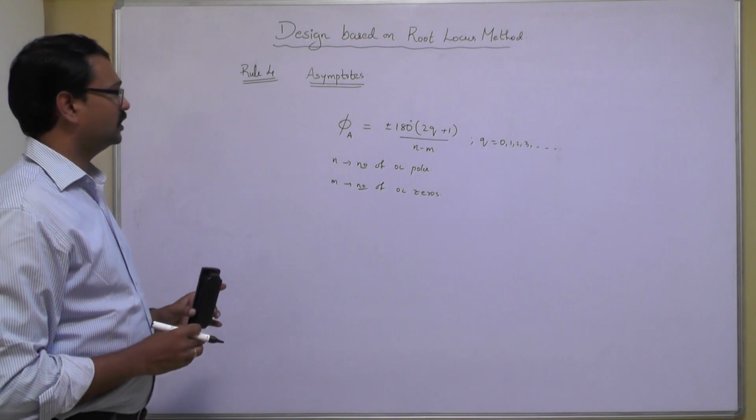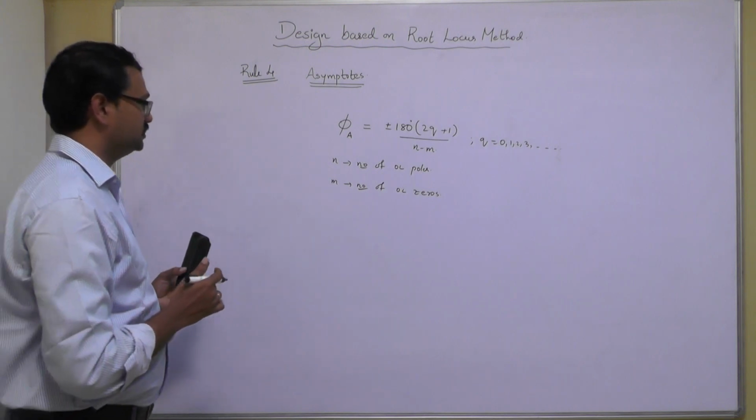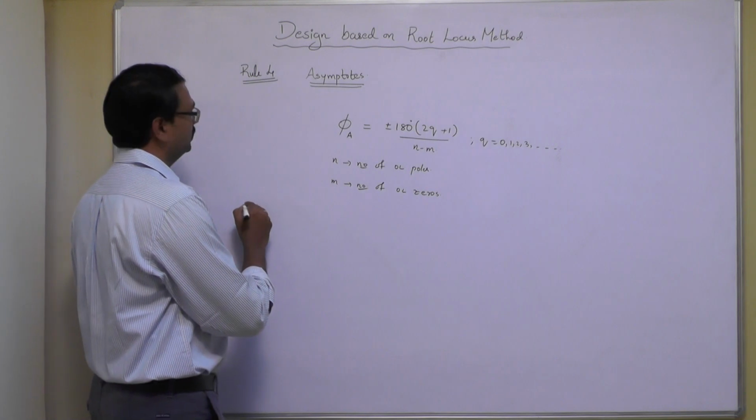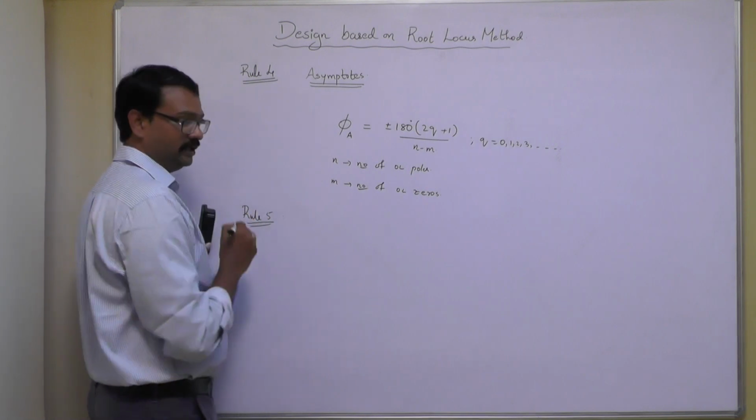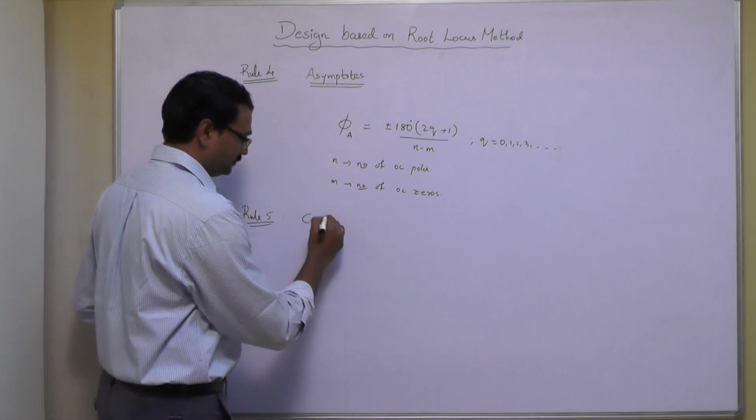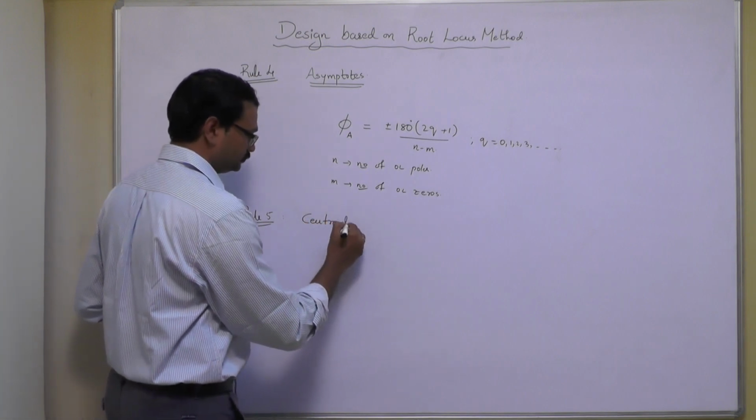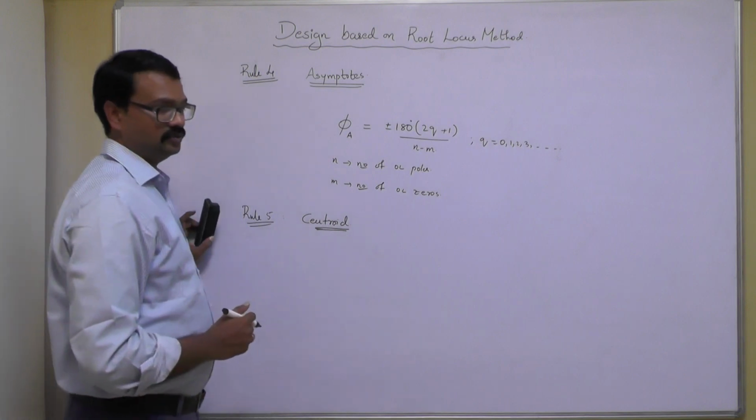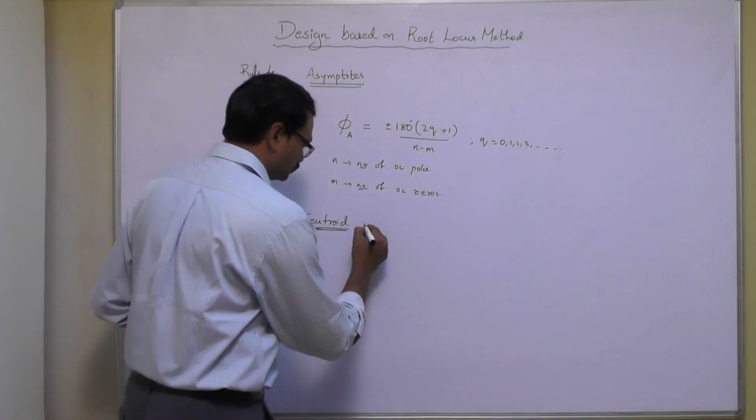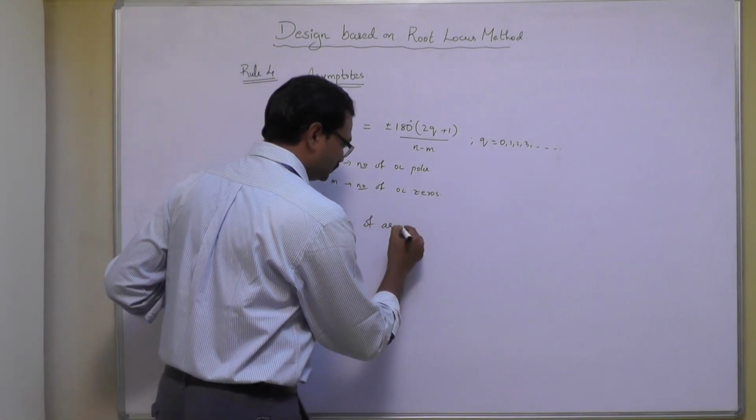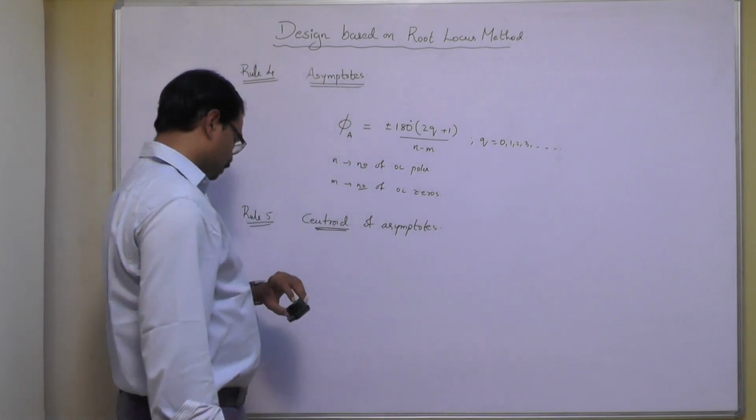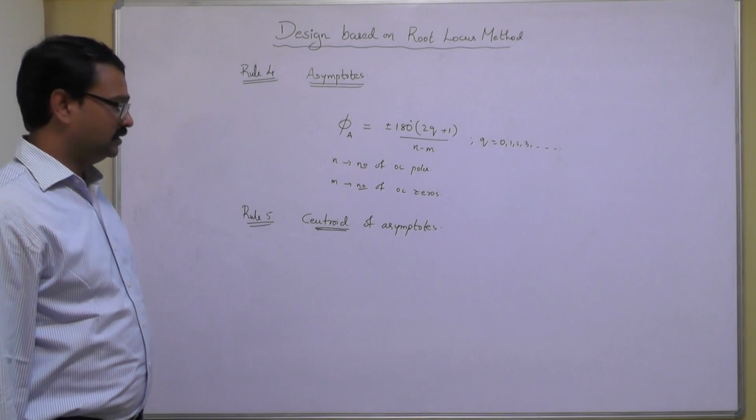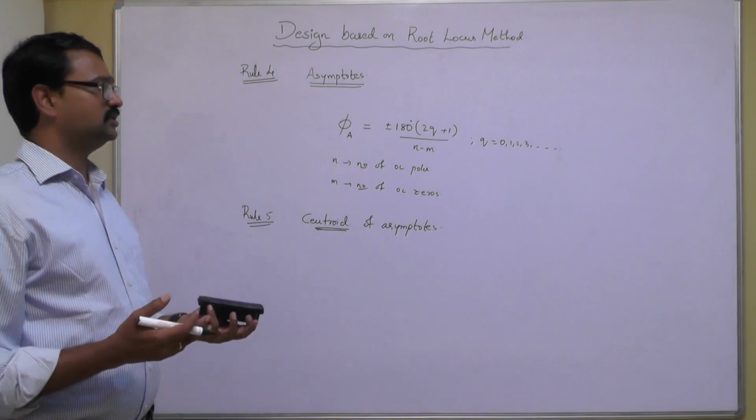After finding these asymptotes, it is necessary for us to find out where they meet. Rule 5 gives us the centroid of the asymptotes. That is, the asymptotes, where do they meet? There are a lot of asymptotes that are coming into the picture.